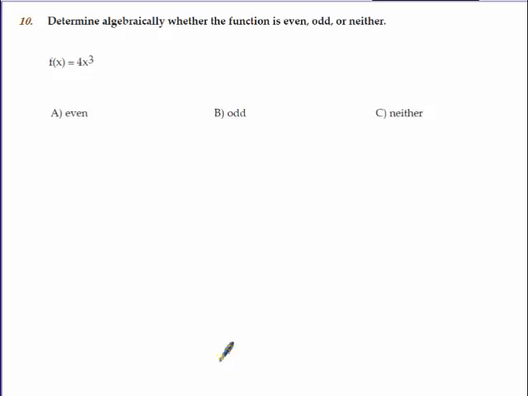Question number 10. Determine algebraically whether the function is even, odd, or neither. The previous question asked us to determine whether the given graph is even, odd, or neither. But in this case, we are going to investigate the function itself in terms of algebra. Meaning we're going to use the definition of an odd or even function.